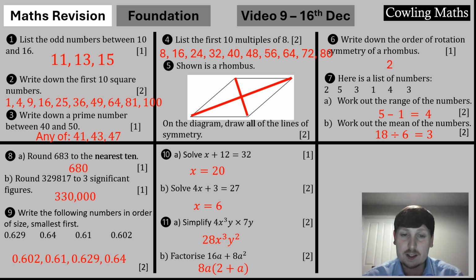10A, the answer is x is 20, or just 20 if you got 20. Part B, final answer is 6, so x equals 6. It's a 2-mark question. You must show some working out, so I'm going to show the working out that you'll need to see in just a minute.